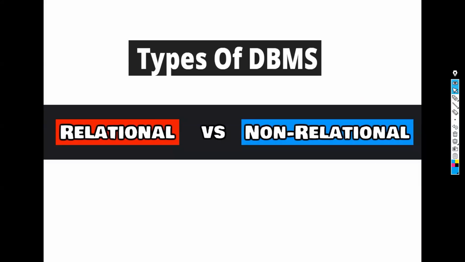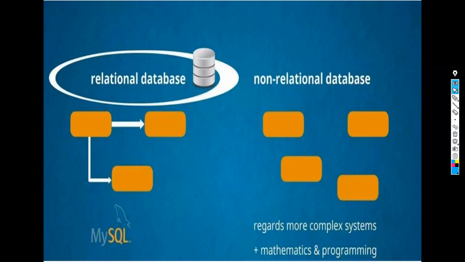Now, what is a relational database? A relational database management system is nothing but having the relation between the tables. Two tables will be connected to each other. If the tables are connected to each other, it is called relational. If the tables are not connected to each other, they are called a non-relational database.